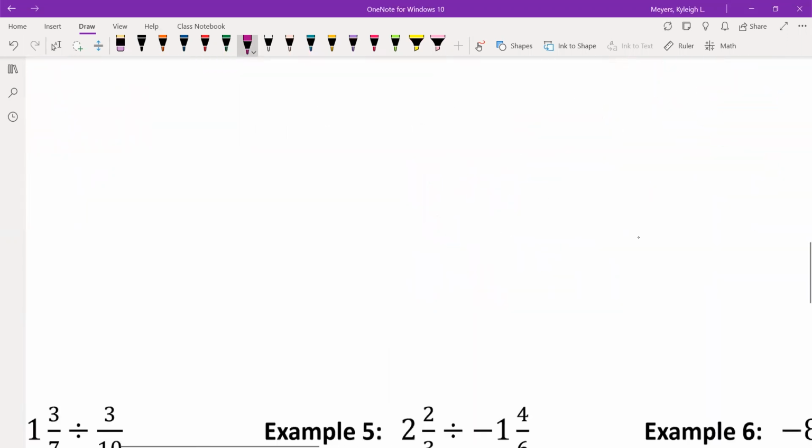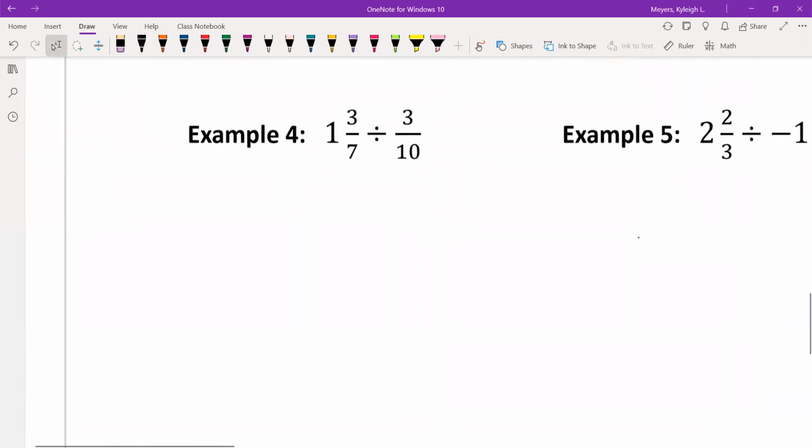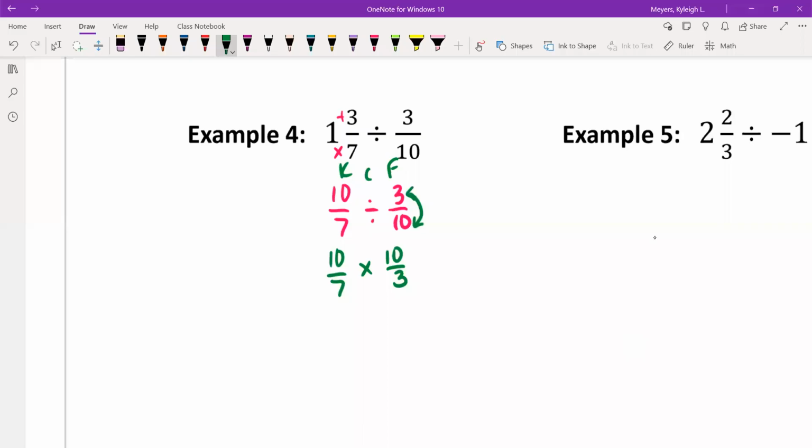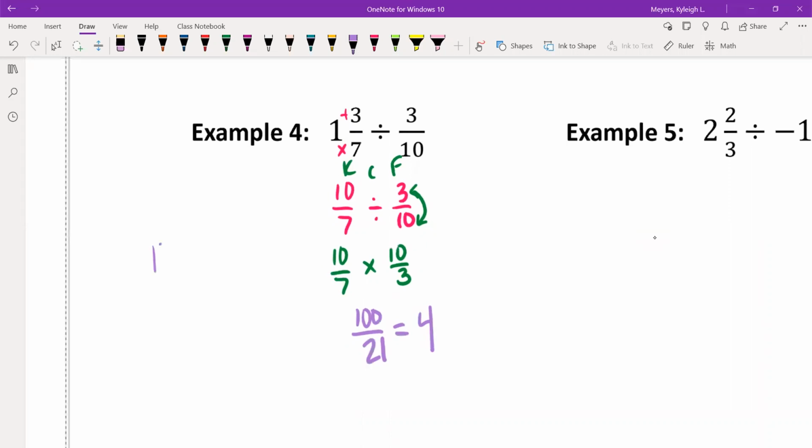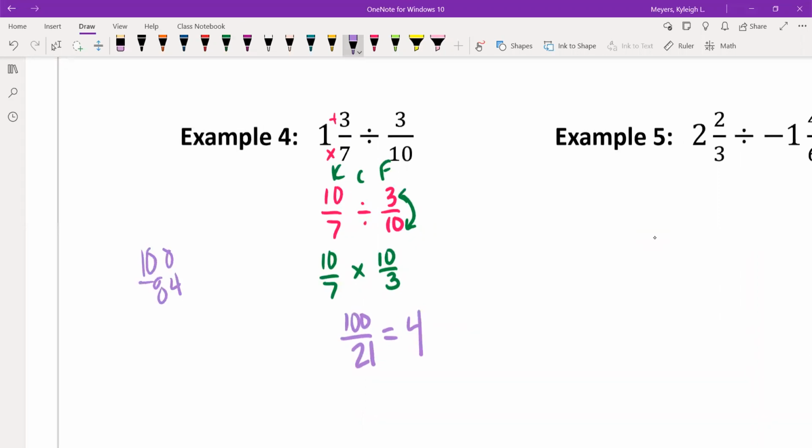All right. So I want you to try example 4 on your own. Okay. So try example 4 right now. Pause. Okay. Hopefully you got 10/7 divided by 3/10. And then remember, we do keep, change, flip, and then cross products. Okay. And then we don't have any cross products, so we just multiply straight across. And you get 100 over 21, which goes 4 times with some left over, right? 100 minus 84 is 16/21 left over.